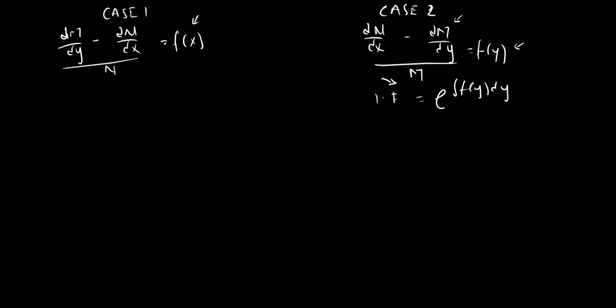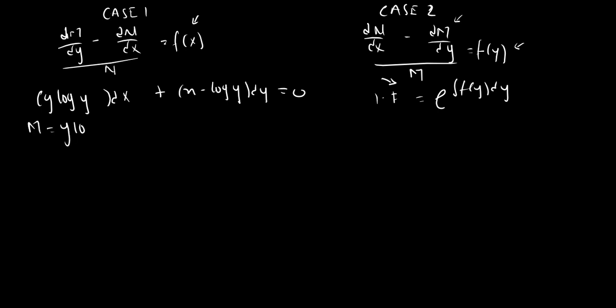All right, so let's look at this question. Let me change this to a pen. For this question, we're going to have y log y dx plus x minus log y dy is equal to 0. So now we have this expression here. The first thing we're going to do is bring out our M, and our M is going to be y log y, and our N is going to be equal to x minus log y.